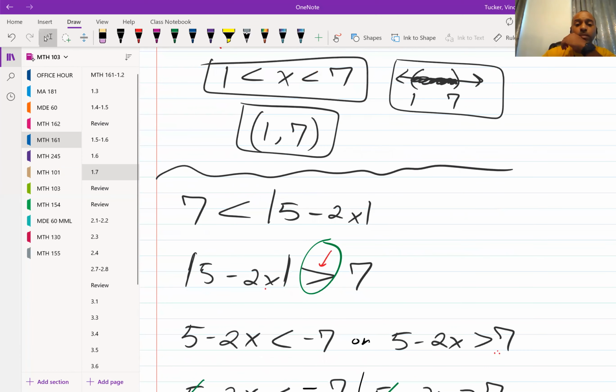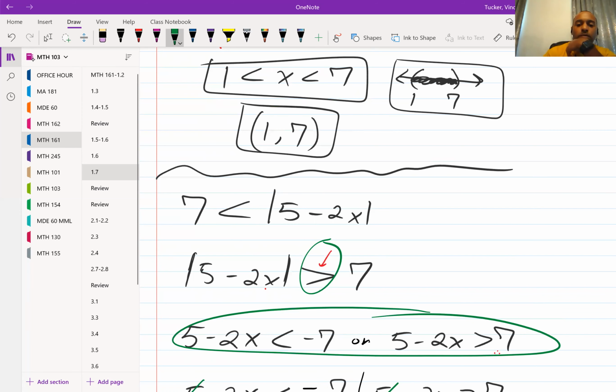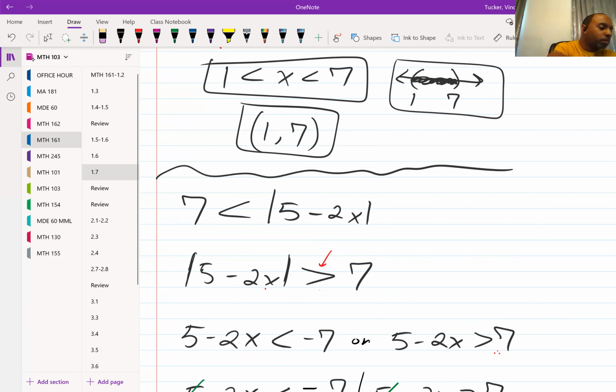So notice how we set it up into 2 separate pieces instead of being together like the last one. We got 5 minus 2x is less than negative 7, and 5 minus 2x is greater than 7. So the greater than symbol sets it up this way. All right, questions before we go up?